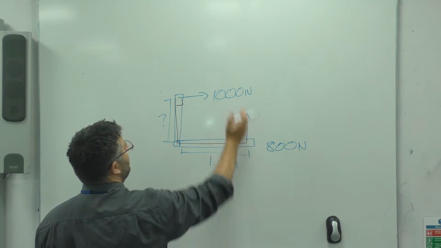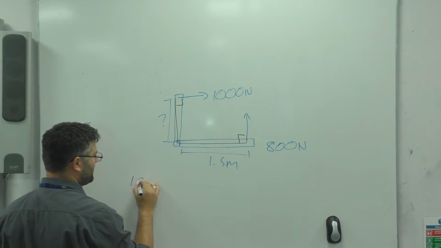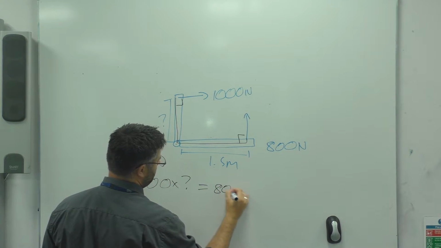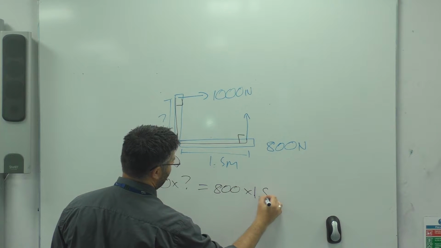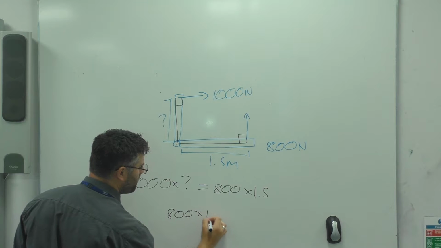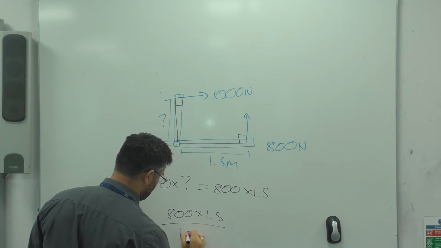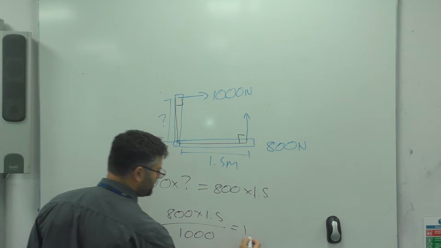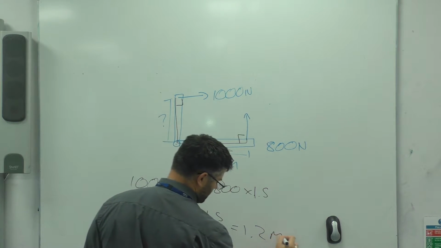Clockwise moment, anti-clockwise moment. So we've got 1,000 times some unknown is going to be equal to 800 times 1.5. So we can rearrange that to 800 times 1.5 divided by 1,000. That's 1.2 meters.